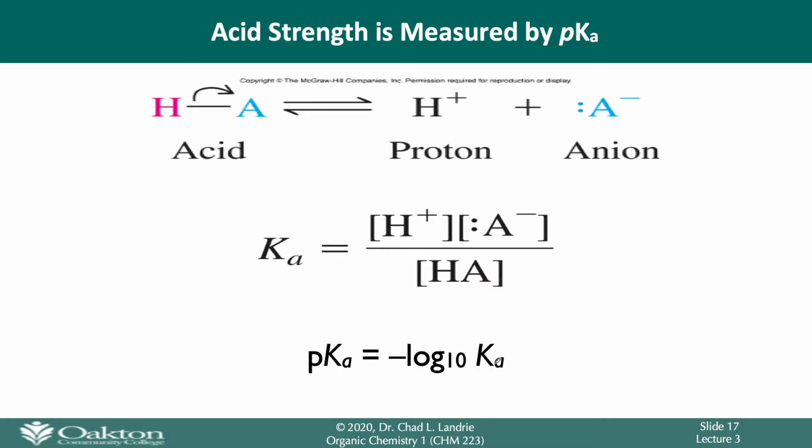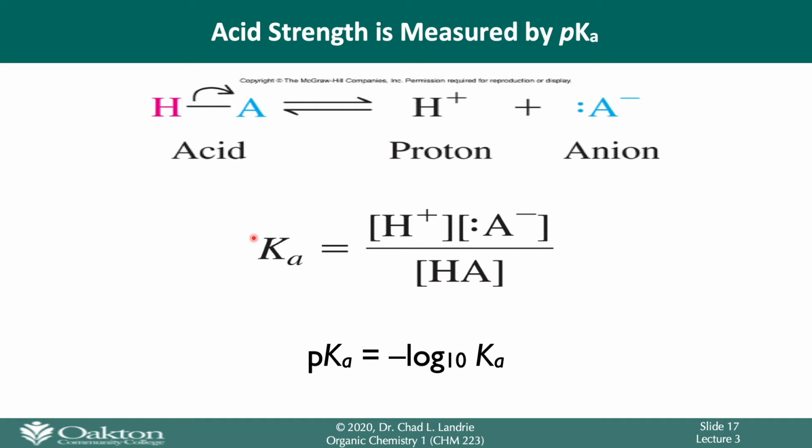Let's move on now and talk about how we measure the strength of an acid or even a base. We already said that we can define this constant called an acid dissociation constant. That is the Ka, and that Ka is just an equilibrium constant for an acid. That is the product of products divided by the product of reactants.